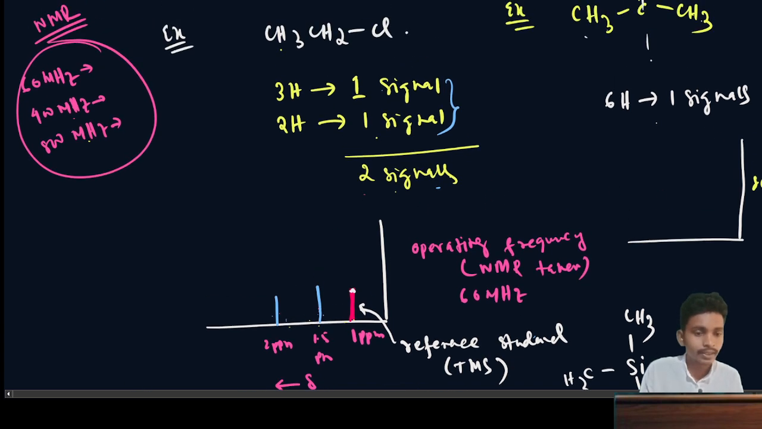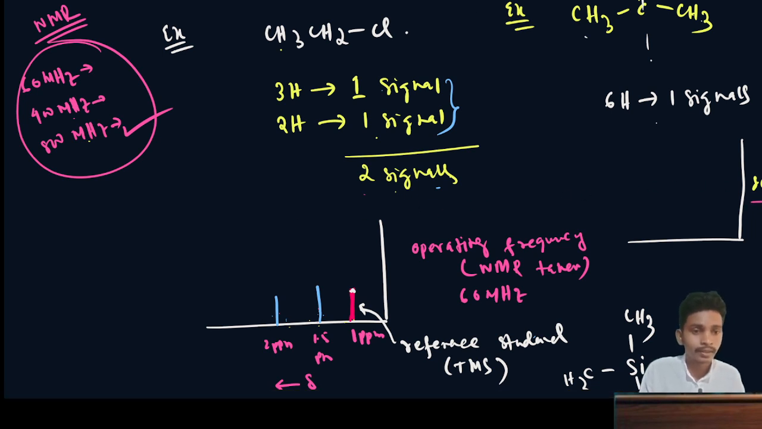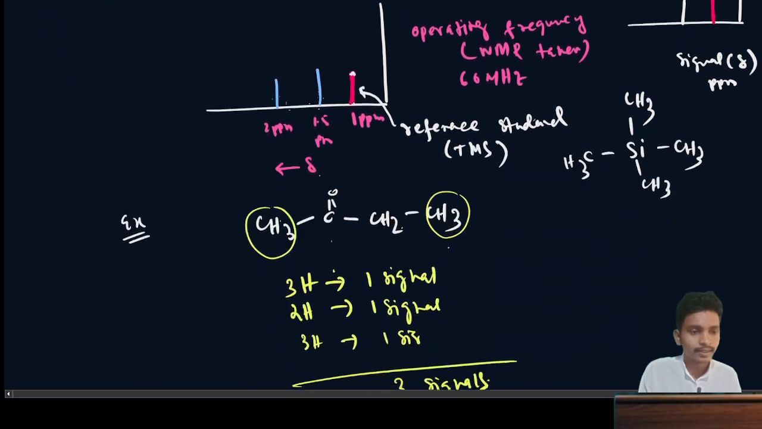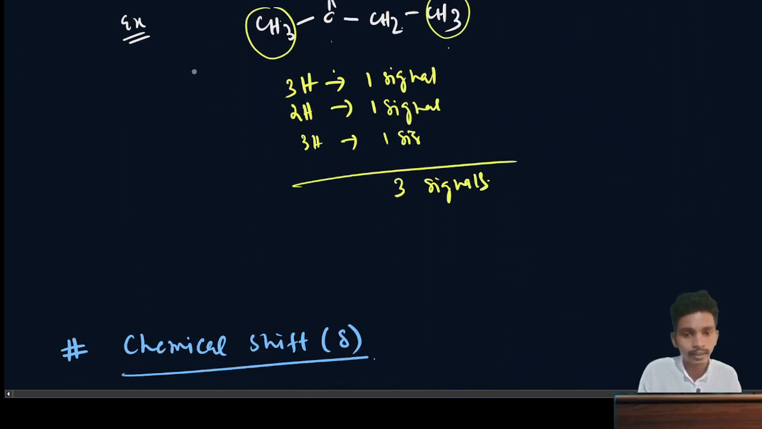Let's say here one signal. Here we take the operating frequency. Let's say we are taking an 1800 megahertz instrument, then we will write here the positions of the signal, and here we take it in ppm. First will be the reference, then if one signal is there, one signal will appear like this. Similarly, if it is this type of molecule, here we have three signals.